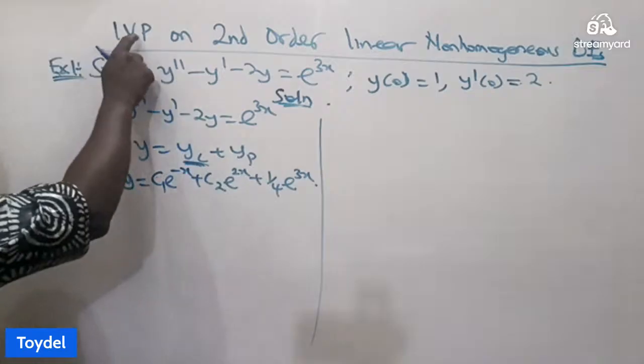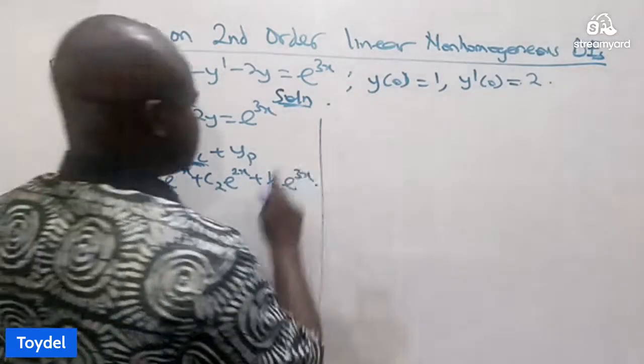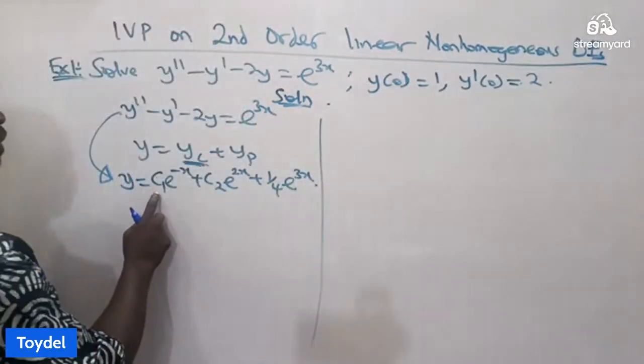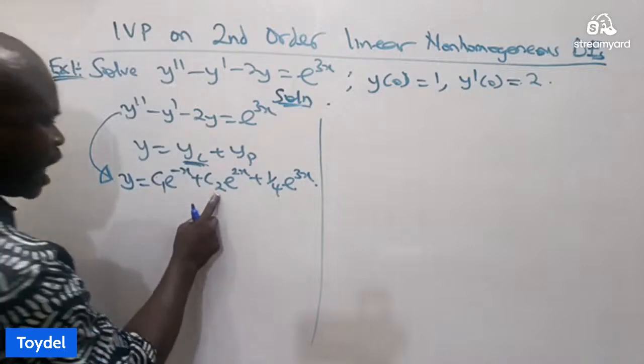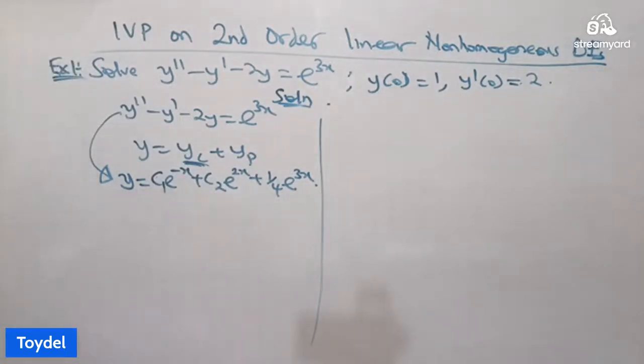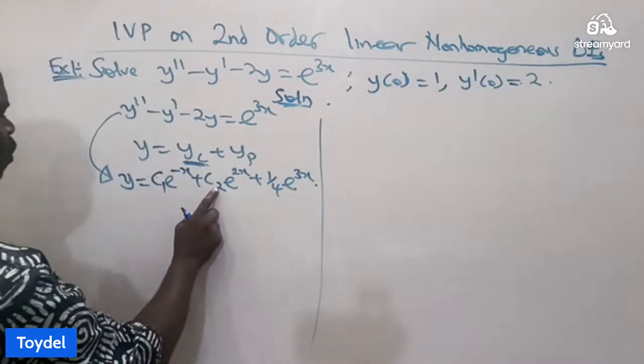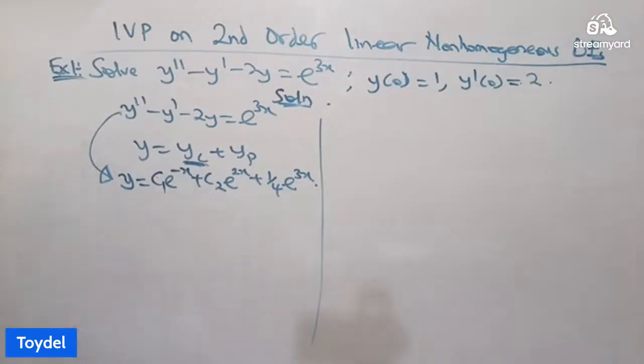So when we have an initial value problem, it simply means that we want to find the values of the unknowns C1 and C2. Because the solution that we have here is the general solution. How do we get the specific solution to this problem? There's a need for us to find these arbitrary constants C1 and C2. So if you want to do that, what do we do? When I introduced differential equations, we talked about initial value problems and boundary value problems.